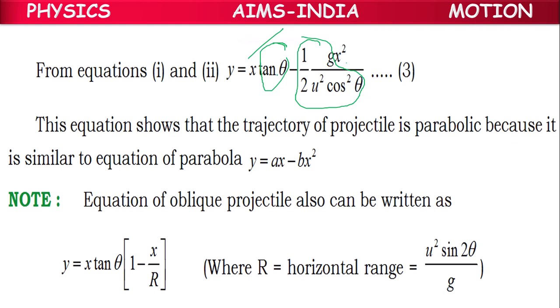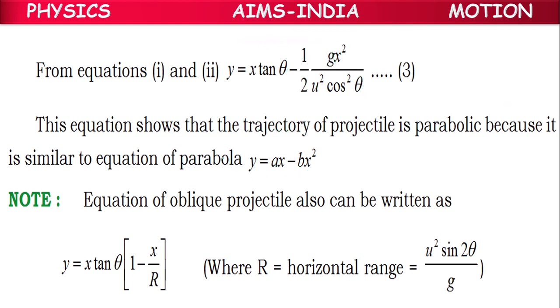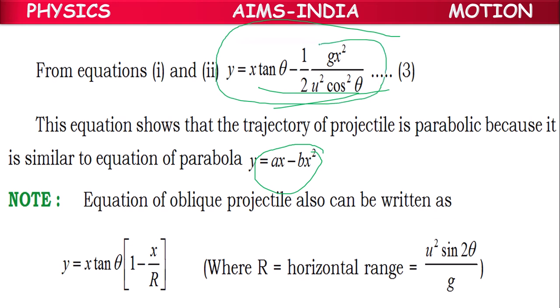If this tan theta we take as a, and whatever term we have before x square we take as b, then we have the equation y equal to ax minus bx square, or we can write it as minus bx square plus ax equal to y, which is in the form of ax square plus bx plus c equal to 0, a quadratic equation. So the equation of an oblique projectile, or equation of trajectory, is in the form of a quadratic equation.